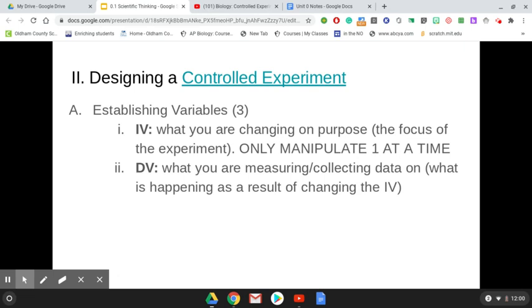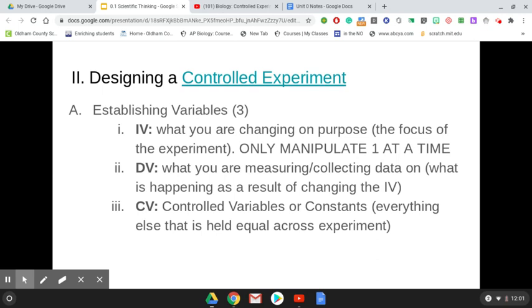And a dependent variable is called a dependent variable because it is dependent upon the independent variable, meaning it is what is happening as a result of changing that independent variable. The more fertilizer you got, the taller the plant grew. The third category of variables are called CVs, and these are controlled or constant variables. So that's everything else in the experiment that was held the same across the board. So, same species of plant, same container size, same amount of soil, same amount of water, same time of day that they were watered, next to the same amount of sunlight or artificial light. All of those are controlled or constant variables.